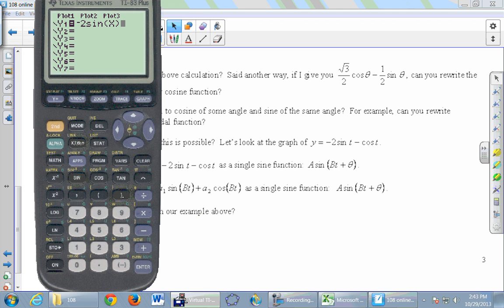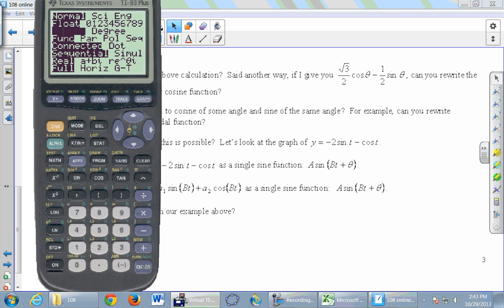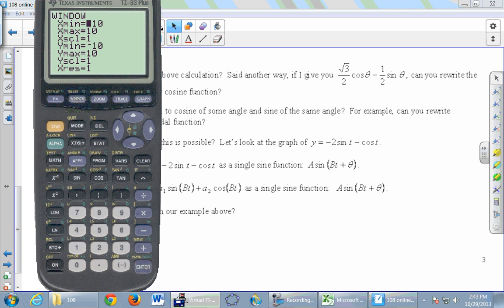So we'll change the t's to x's here. Okay, degrees or radians doesn't much matter here, but I'll put it back into radians, and then we'll look at our window. Let's go from, say, -2 pi up to 2 pi. You know what? Let's not do that. I did that because I know what's going to happen. So let's just go back to -10 to 10. Okay, so we'll graph here. So we're looking at -2 sine t minus cosine t.